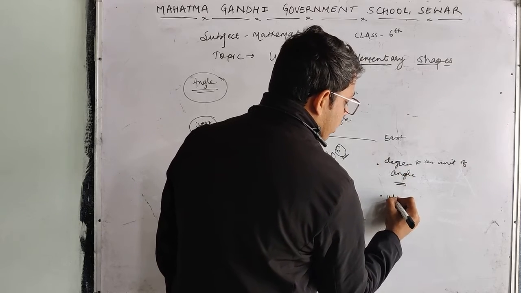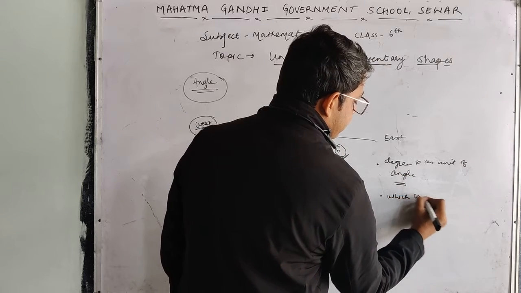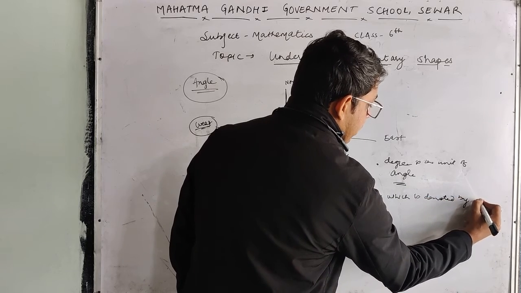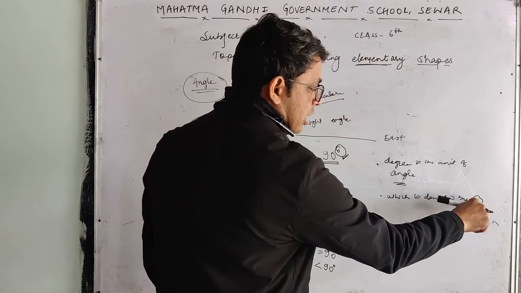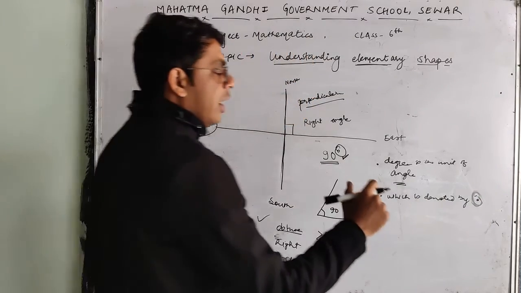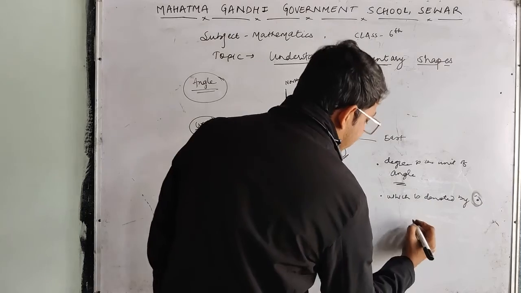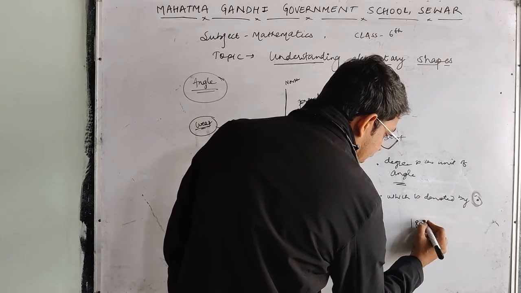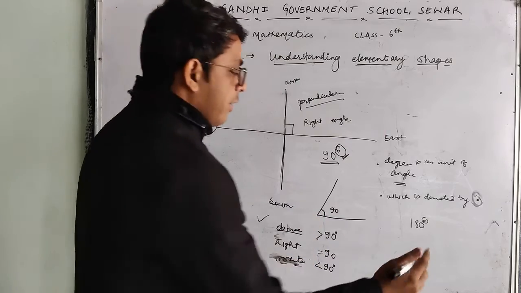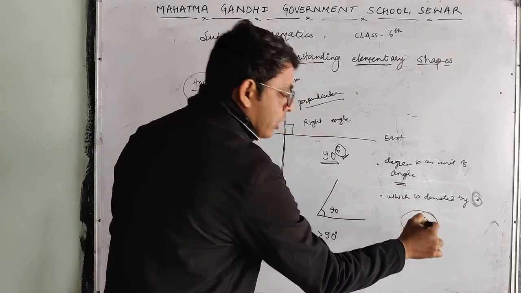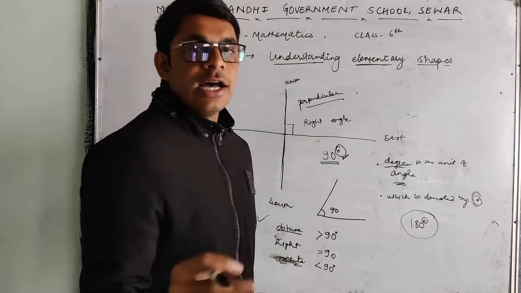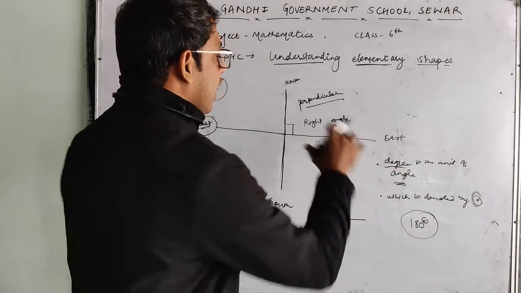Which is denoted by this sign. This is the sign of degree, which is placed above the digit or the measurement. If I write 180 and here the sign, it means it is representing an angle. It is representing the unit of an angle. What is it called? Degree. Degree is the unit for measuring angle.